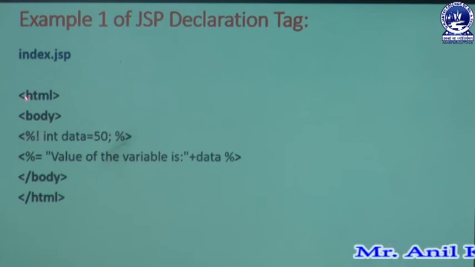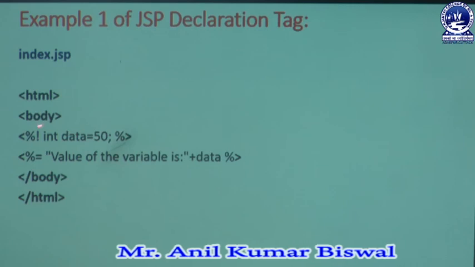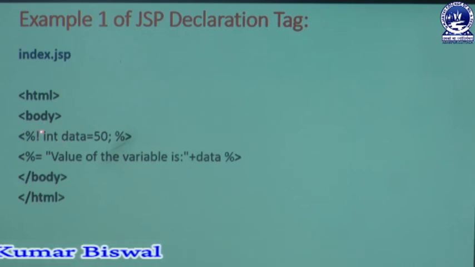In that program we create an HTML tag, then we write the body. In that body section we create a declaration tag, percent exclamation mark, then create a variable known as data, of integer type, ending with a semicolon, with the content 50. Then we use the expression tag without any out.println method, percent equal to, and write here value of the variable is, then print the data, means 50. When we execute that index.jsp page in a web browser, we get the output written as value of the variable is 50.